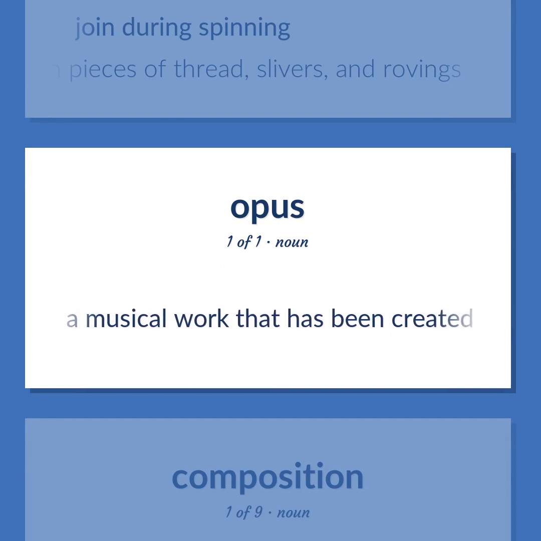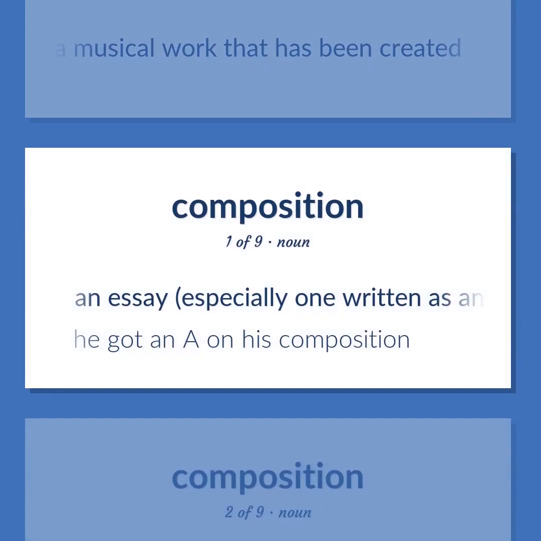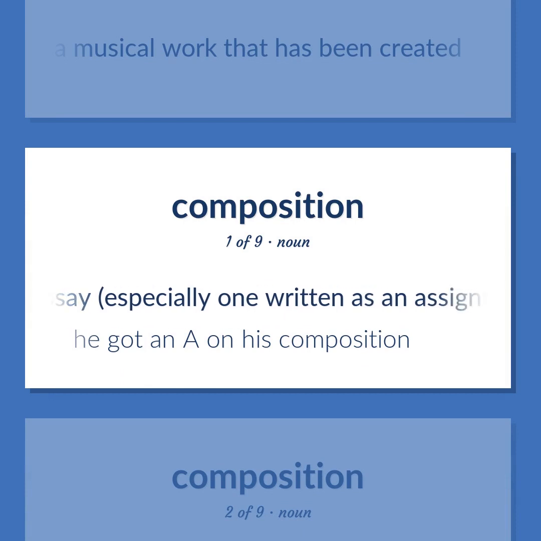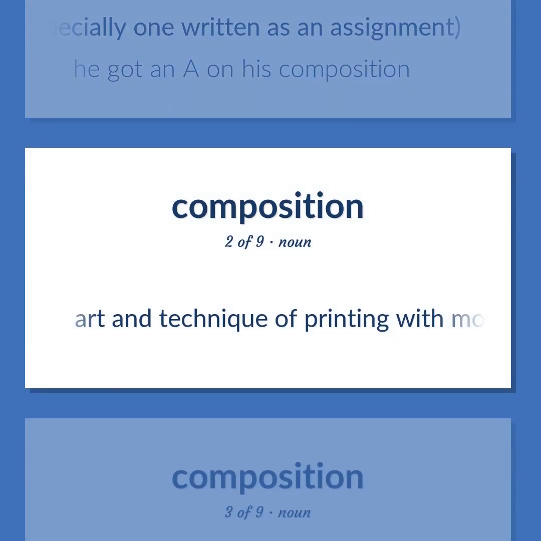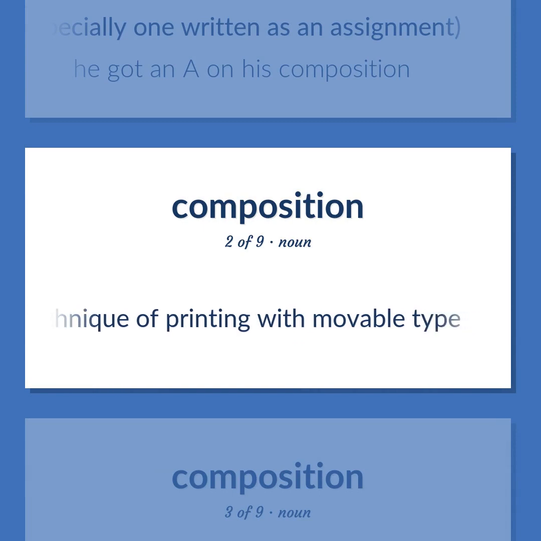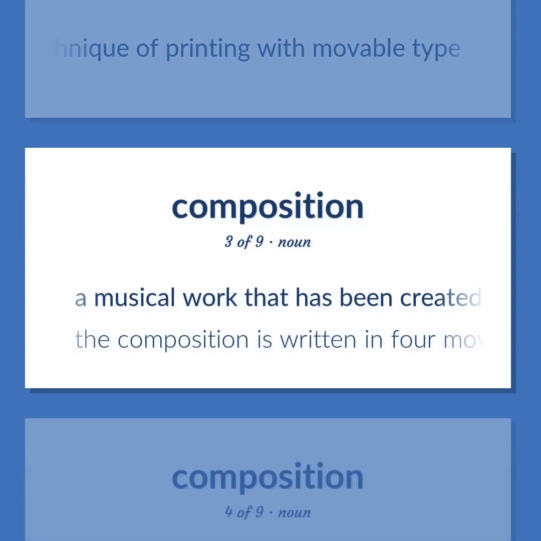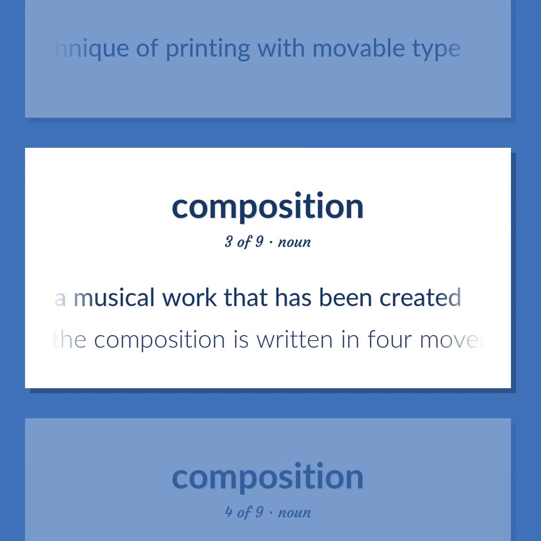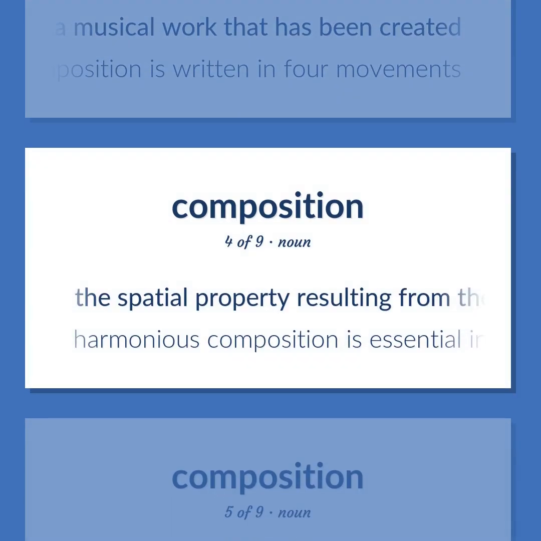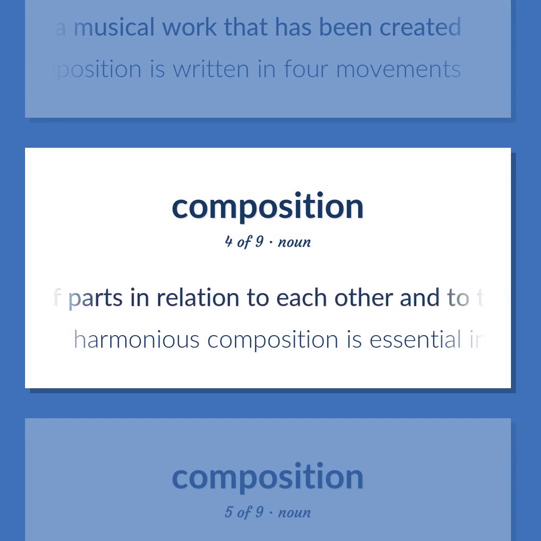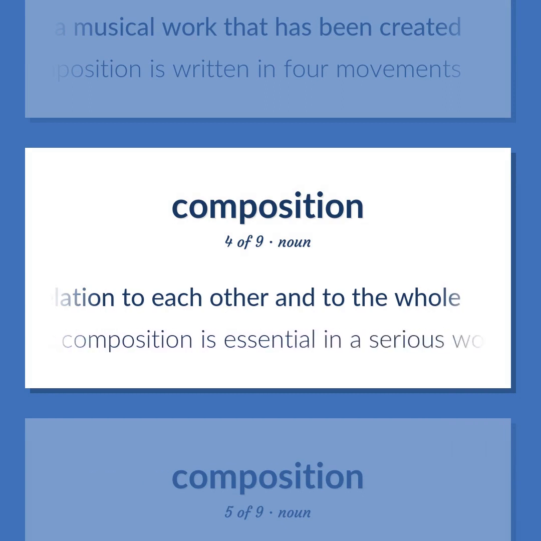A musical work that has been created. An essay, especially one written as an assignment. He got an A on his composition. Art and technique of printing with movable type. A musical work that has been created. The composition is written in 4 movements. The spatial property resulting from the arrangement of parts in relation to each other and to the whole. Harmonious composition is essential in a serious work of art.